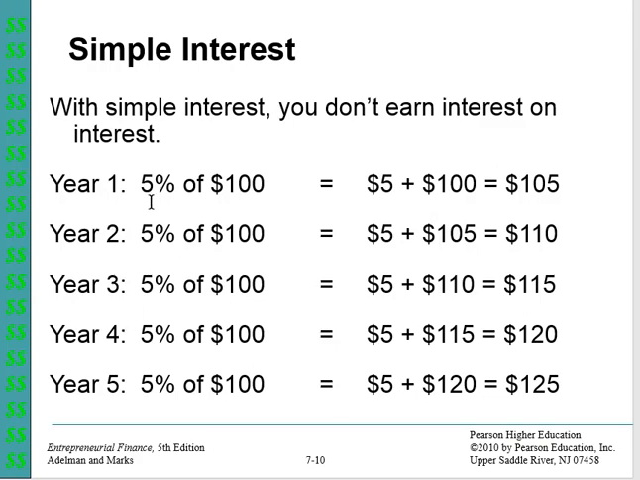Essentially, you get 5% of $100 every year on a $100 investment. $5 plus 100 gives you $105. The next year, since you only earn interest on principal, you earn another $5. So every year for 5 years, you're going to earn $5. At the end of the time frame, you will have $125.